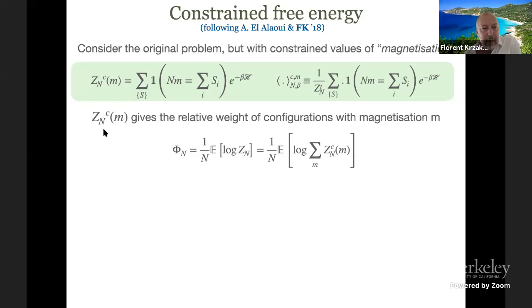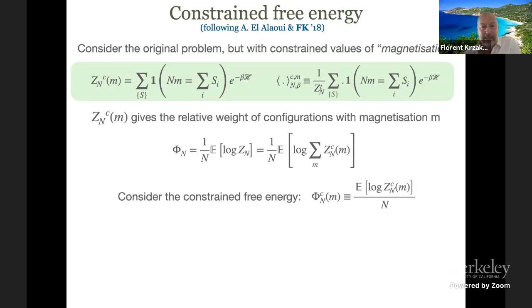All right, now it means that phi n, which is the expectation of log Z, is really the expectation of log of Z summed over all possible values of m of the constraint magnetization, right? So this thing has a clear meaning. All right, why is it interesting? Well, let's forget about this for a while, and let's consider the constraint free energy. So this is the log of Z constraint at a magnetization m.